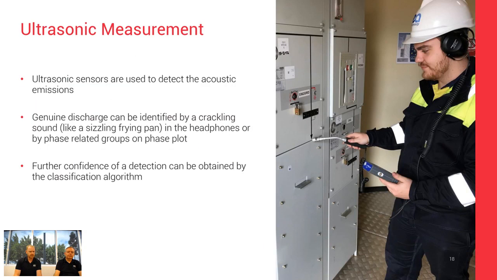Okay, next slide, please. Okay, so the next technique is ultrasonic measurements. Ultrasonic activity occurs when PD activity is occurring. It's the sound given off by PD activity. So we use microphones, we use parabolic dishes, and we use what's called a contact probe as well to listen for effectively the sound waves that are given off every time a spark occurs or whenever the corona is occurring.